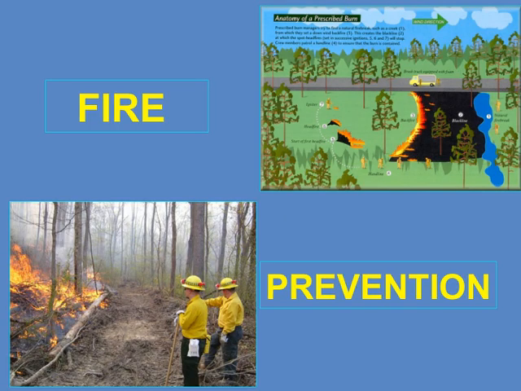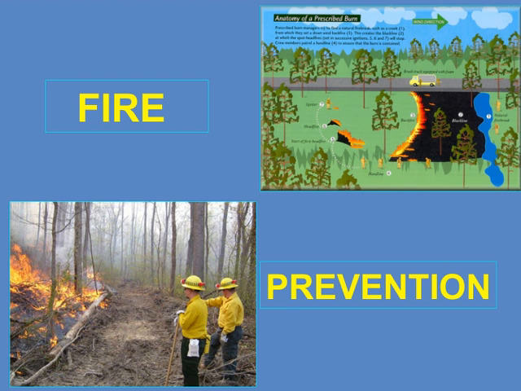Let's take a closer look at fire prevention. This is a crucial part of our overall safety strategy. Fire prevention involves identifying potential hazards and taking proactive steps to eliminate or reduce the risk of fire. It's about creating a safe environment before anything even happens.